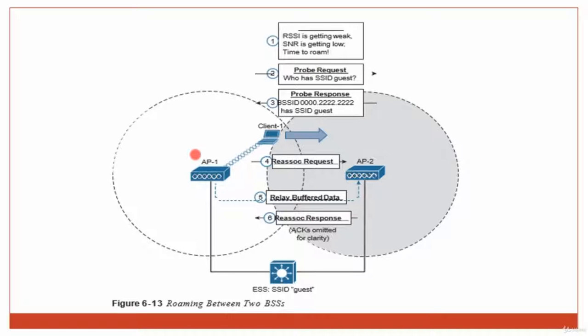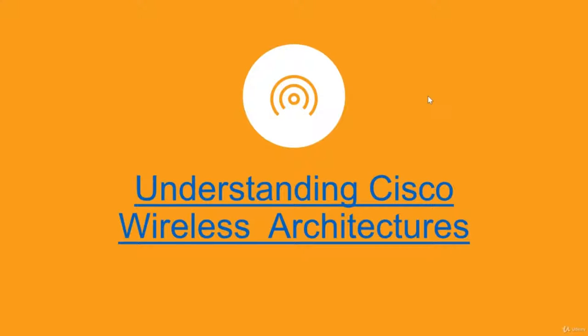If you have a single access point, we know the steps: authentication request and response, association request and response, and you become part of the network or SSID. In case of roaming, when you are getting some issues, you roam, then you do the probing, and then again you do the association. Then these APs sync their buffer data, and finally you become part of the new access point network, correct?